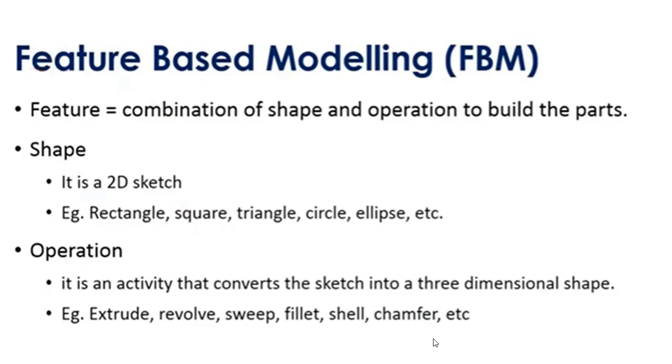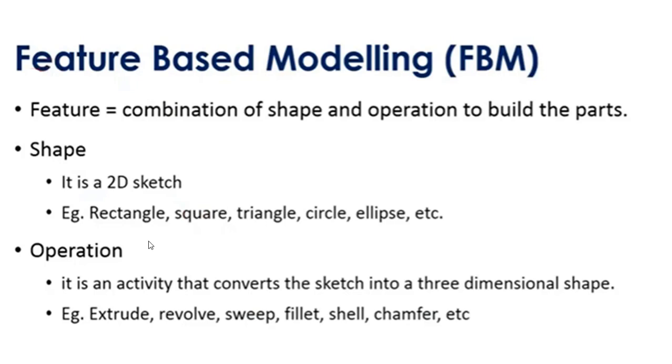Now next is feature based modeling. Feature based modeling is the combination of shape and operation to build the parts. Here shape and operation are explained. Shape consists of a 2D sketch, for example rectangle, square, triangle, circle, ellipse, etc. An operation is an activity that converts the sketch into a three-dimensional shape, for example extrude, revolve, sweep, fillet, shell, chamfer, etc.